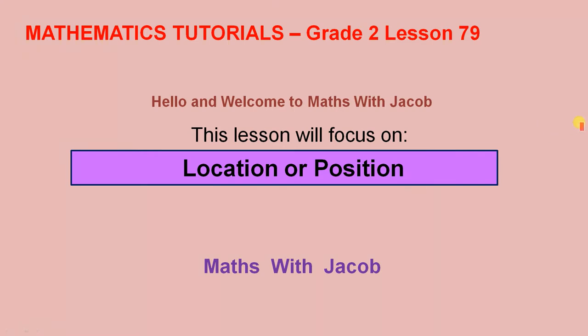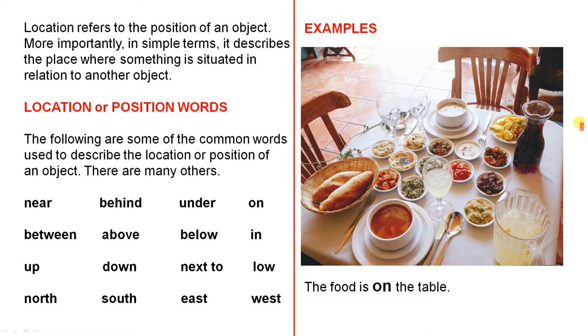This lesson will focus on location or position. Location refers to the position of an object. More importantly, in simple terms, it describes the place where something is situated in relation to another object.